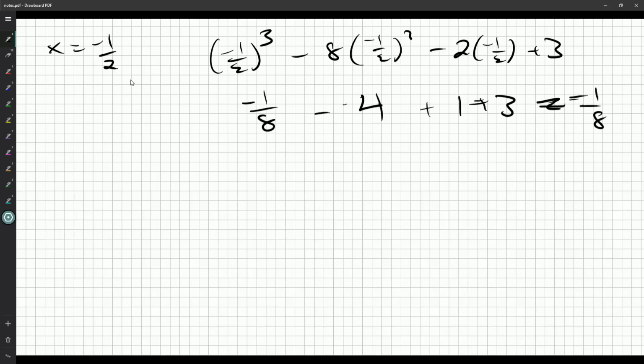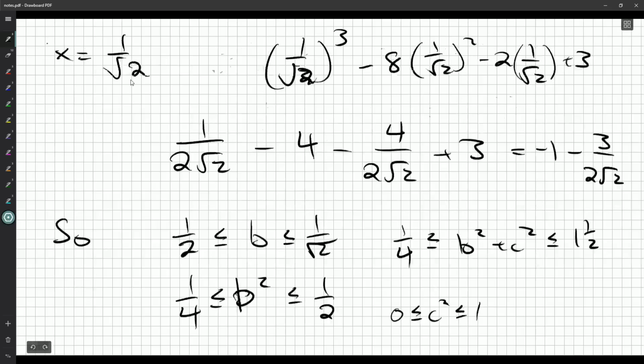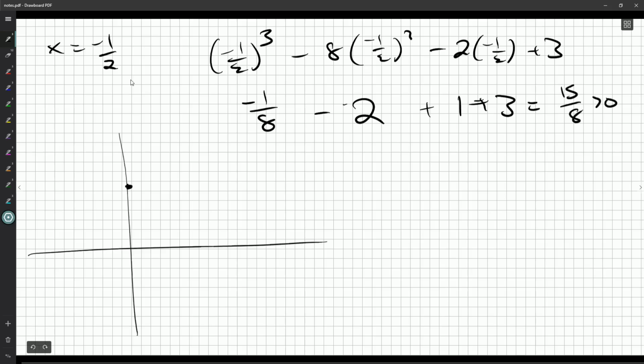But did I screw up an earlier calculation? Oh, yeah, okay, I was wondering why the numbers were wrong. This should be a minus 2. So this is actually 4 minus 2, so 2 minus an eighth, so this is 15/8, which is positive. So looking at what we've got, a 3 up here, and then at minus a half, we're somewhere up here. So c is between minus 1 and a half.